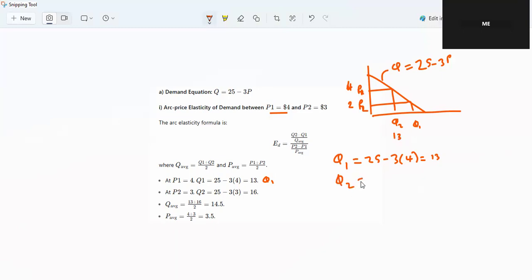So we do the same: 25 minus 3P. Where there's P, we put our 2. So this will be 25 minus 6, which is 19. So this will be 19 here.